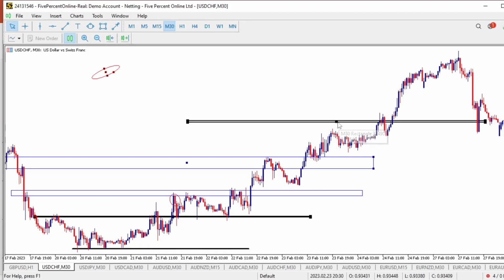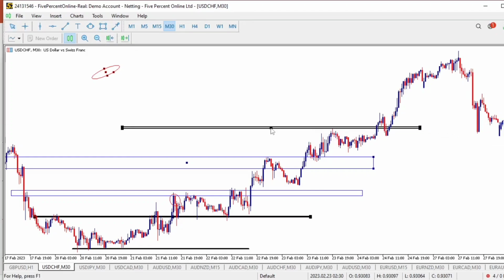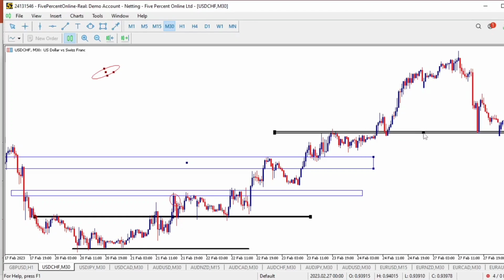That is how you follow the markets. So this can be the next resistance level.